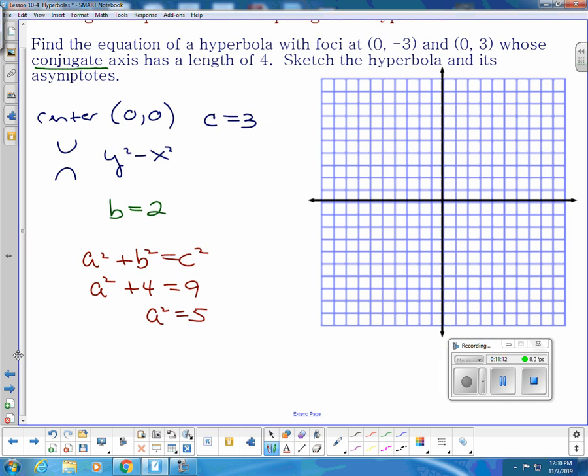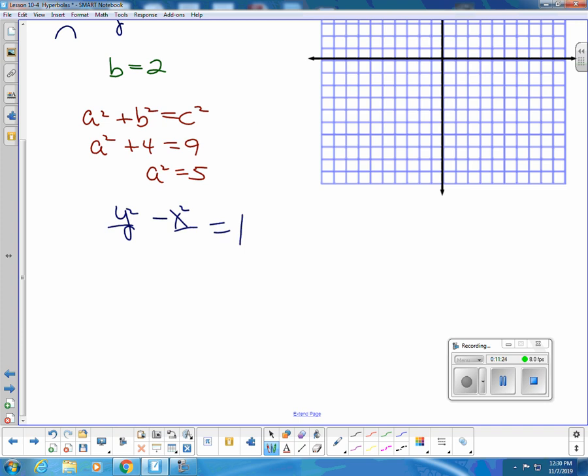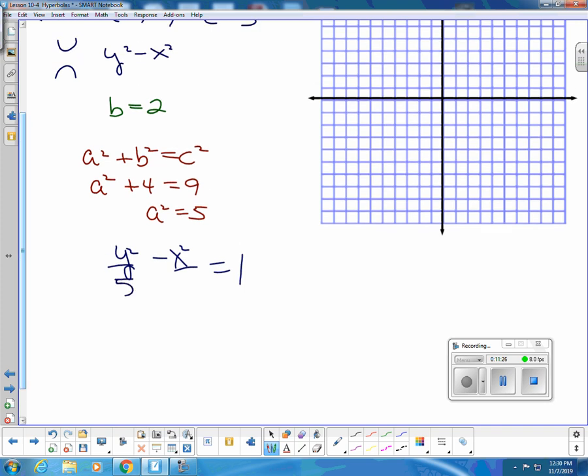So I can write my equation. We are starting with y squared, and we're not subtracting anything, so this is just basic y squared minus x squared. My a squared is always first, my b squared is second. It does not matter which one's biggest. a is always first in a hyperbola. And you're done. Easy enough?